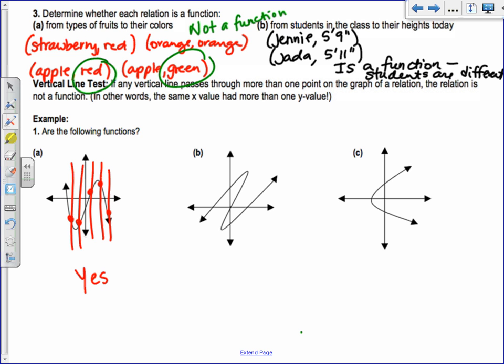Okay, but B, do you guys see that's not a function? Yeah, if you even just look at the axis, there's 1, 2, 3 places where it's crossing. So this is a no. How about C? No. Right, because there's 2 places where it's crossing. So it can only cross 1 point in order for it to be a function.